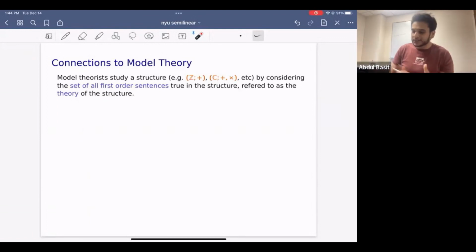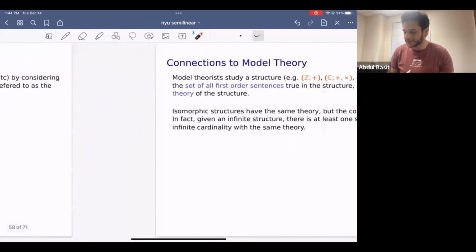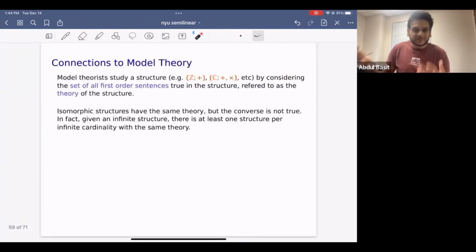So what do model theorists do? They study structures. You have integers under addition or complex numbers under addition or multiplication, and they consider the set of all first-order sentences that are true inside that structure. That's referred to as the theory of your structure. And what model theorists try to do as well is understand what structures come from certain theories. So for example, if I have two isomorphic structures, then they should have the same theory.